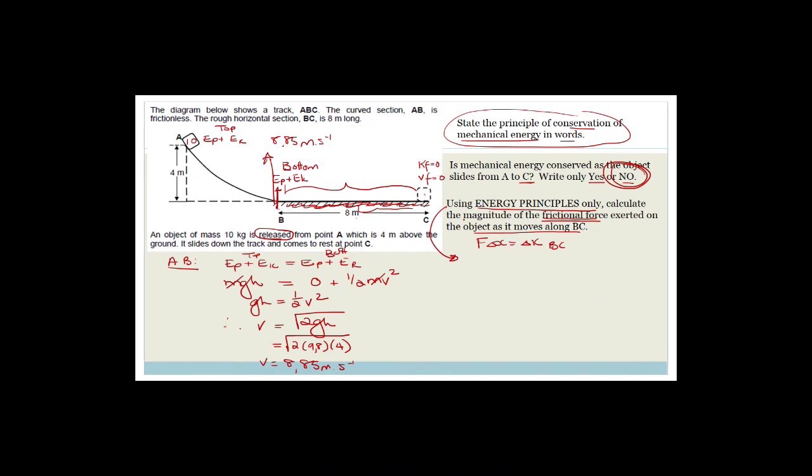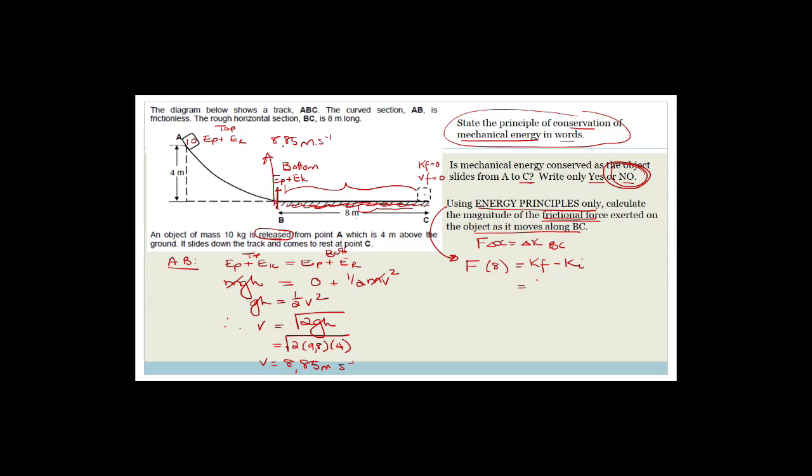So do you see we've used energy principles for the first bit, we've used conservation of energy, and now we're going to use the work energy theorem. So we want the frictional force. We've got the delta x, it is 8 meters. Okay, and this is K final minus K initial.